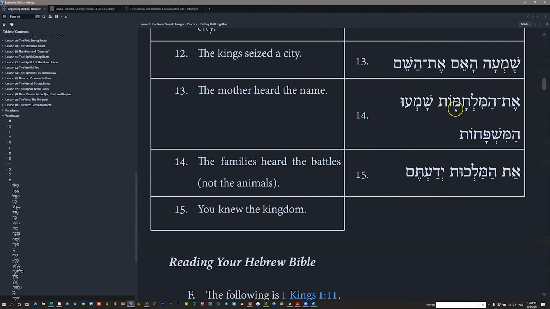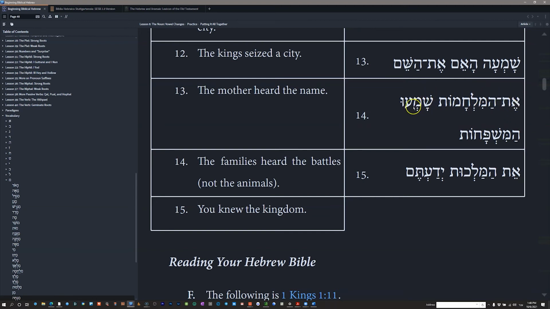So if we change holam vav tav back to kametz hey, what do we get? We get milchama. Milchama is a Hebrew word that we've had in our vocabulary, and it means battle. So this is feminine plural, so battles, and it's definite, the battles. But we have to remember this is the direct object.